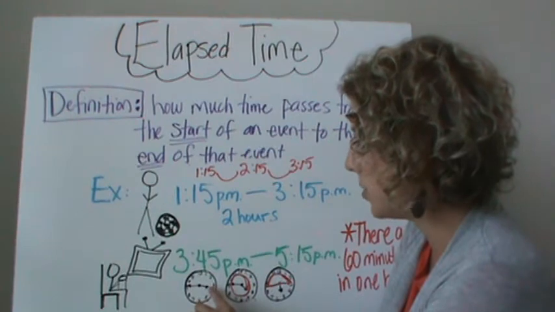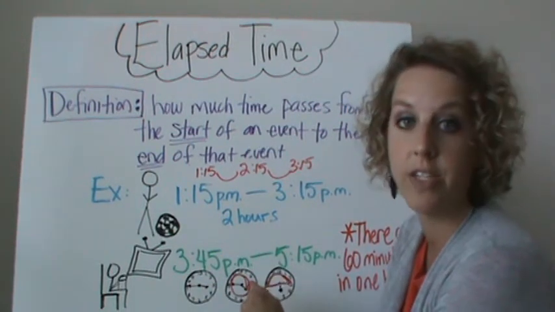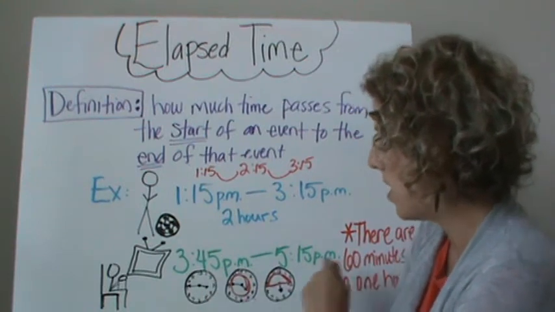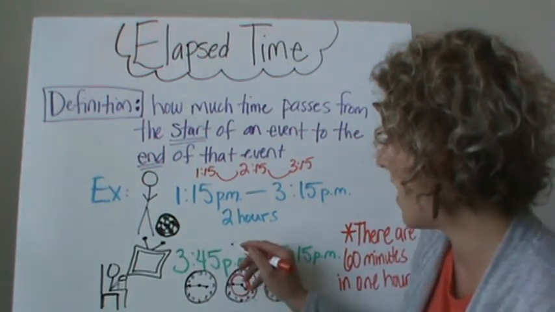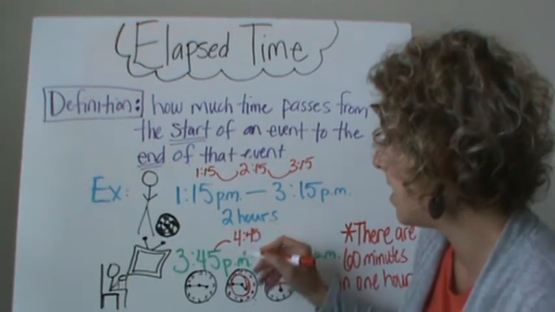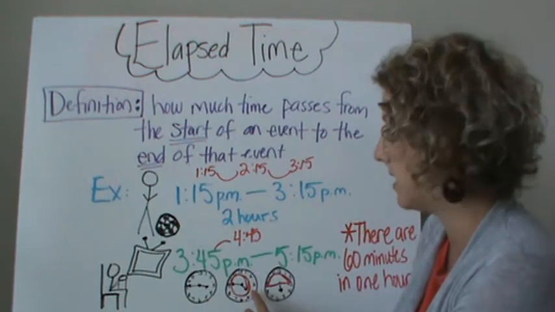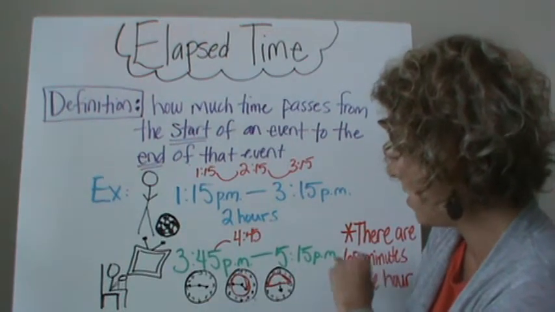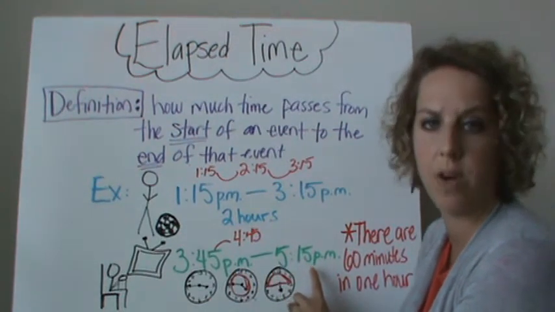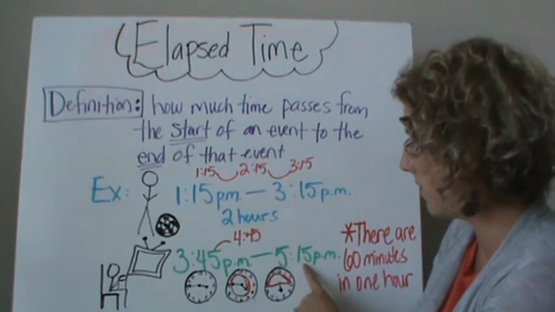Move your short hand to the middle between the 3 and the 4 and your long hand to the 9 for 45. Well, if you go from 3:45 up to 4:45, spin your clock around. That's 1 hour that has elapsed. Now, we can't go all the way to 5:45 p.m. because that's too far. We only want to go to 5:15.